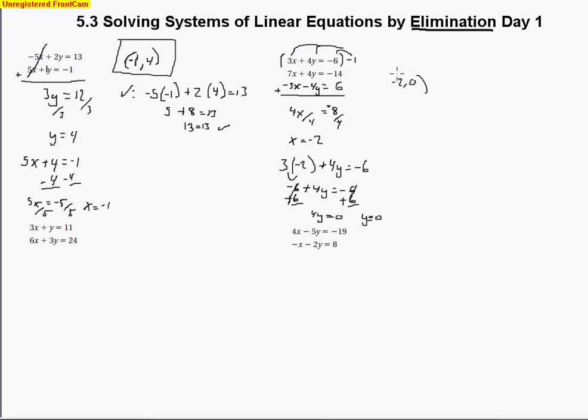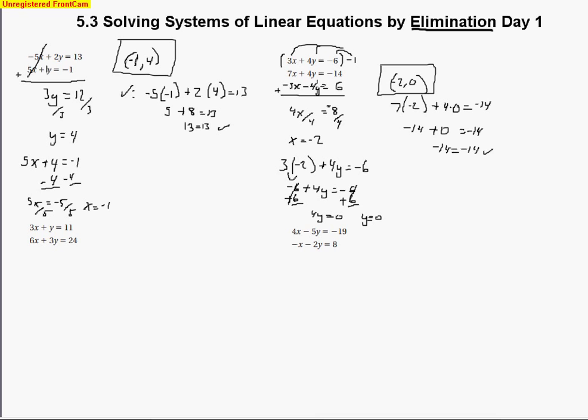Let's check to see if it's right. So let's plug it in for that other equation. 7 times negative 2 plus 4 times 0 equals negative 14. And so now I've got 7 times negative 2 makes negative 14 plus 0 equals negative 14. So the two negative 14s equal each other, so I know I did it correctly. So this is our solution.